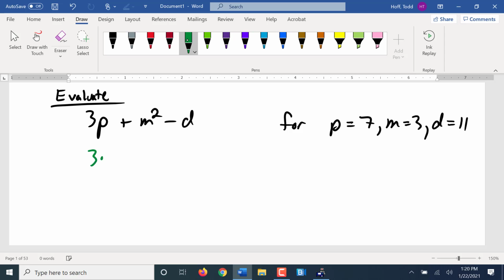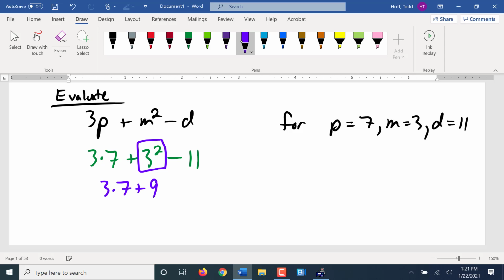Well, 3p is going to become 3 times 7, plus m squared is going to become 3 squared, and then minus 11. And Colton's exactly right. We have to do the exponent first in our calculation, so we're going to do 3 squared, which is 9. Everything else stays the same. Then what?